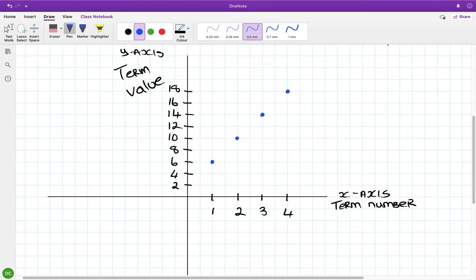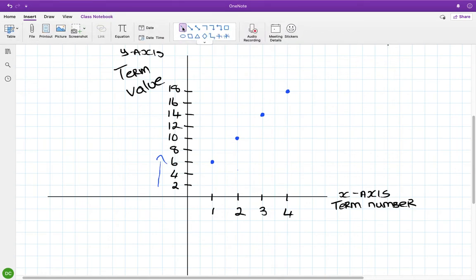So go to your term number, hold your line, and you're just following up on the y-axis until you hit the term value. Term number 1 has a value of 6. Term number 2, follow it up, it has a value of 10. Term number 3 has a value of 14, and term number 4 has a value of 18. Now, in terms of plotting the graph, that's pretty much it. I'm just going to go into a little bit of detail.